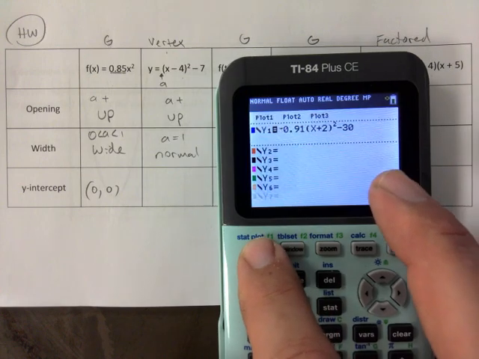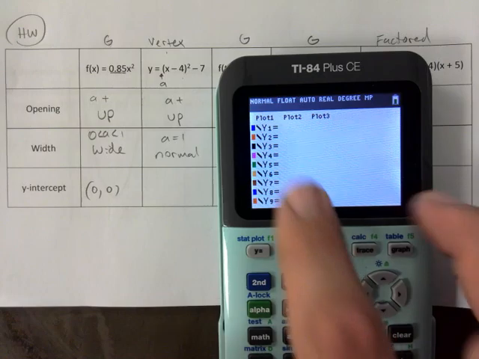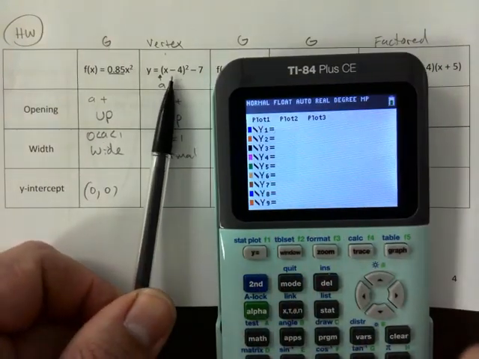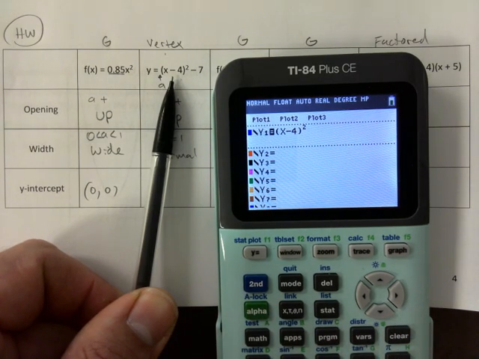So we go to Y equals. I'm going to clear what I have in there. None of these plots is turned on. So there we go. Let's type it in exactly the way it looks. Squared minus 7.